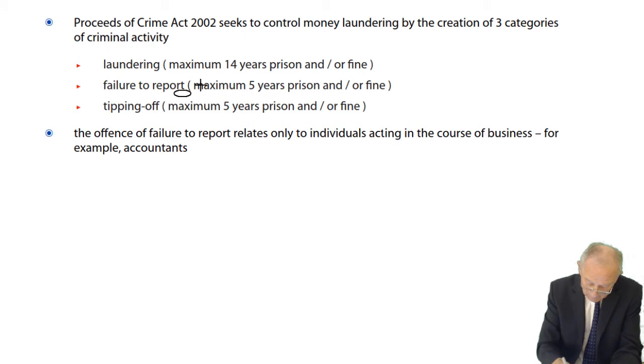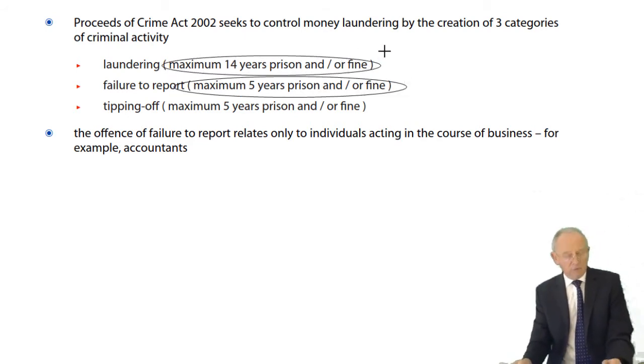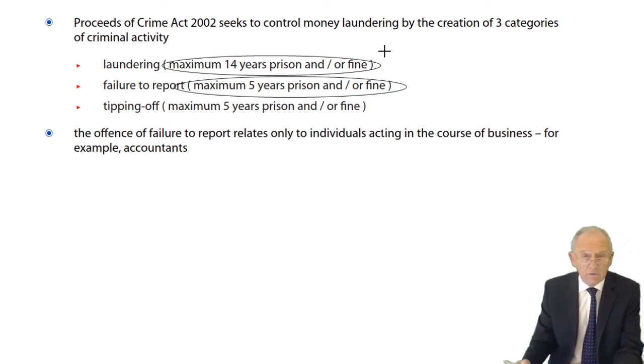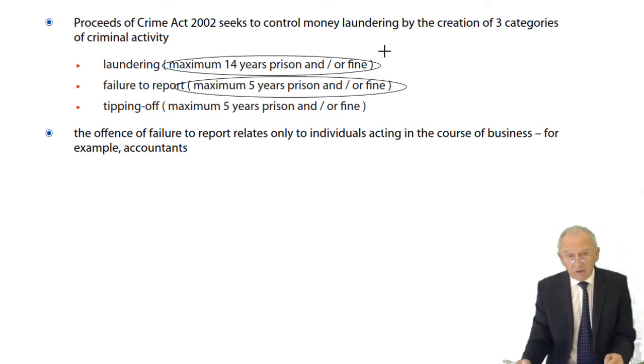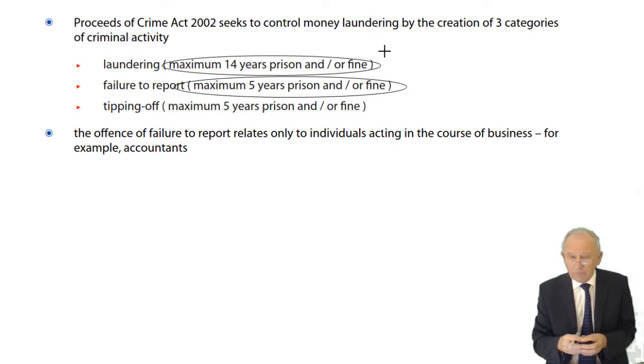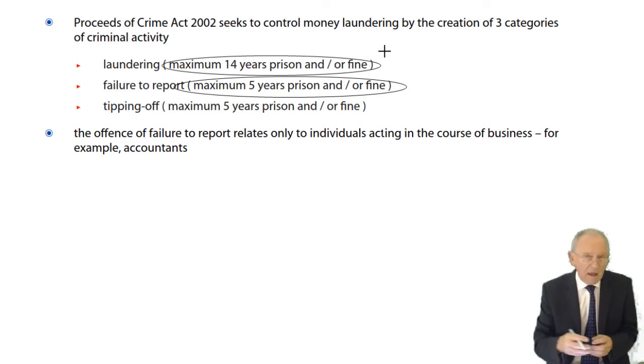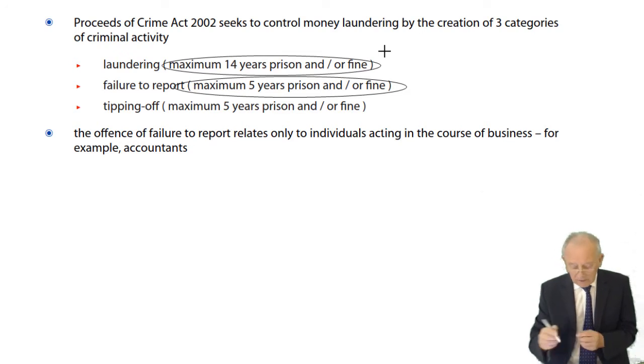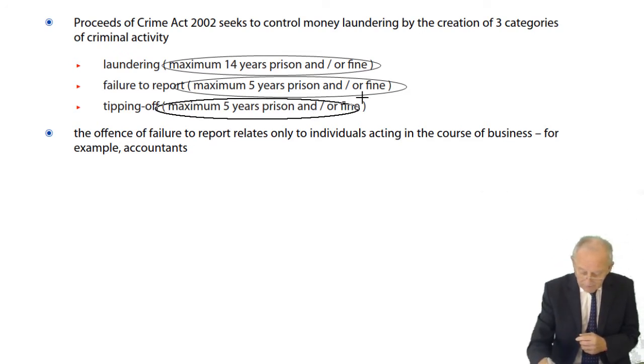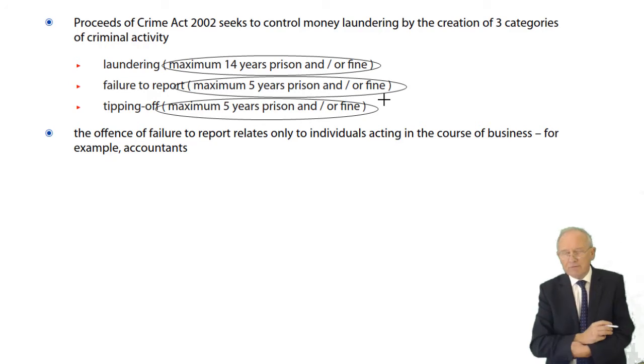These penalties are, I suppose, variable. They will vary from time to time, so these are not written in tablets of stone. So we've got laundering itself, which is a 14-year penalty and or a fine. We have the failure to report, which is a 5-year prison sentence and or a fine. And lastly, the tipping off. Tipping off is an interesting one. Tipping off is a 5-year maximum penalty, and again with a fine.